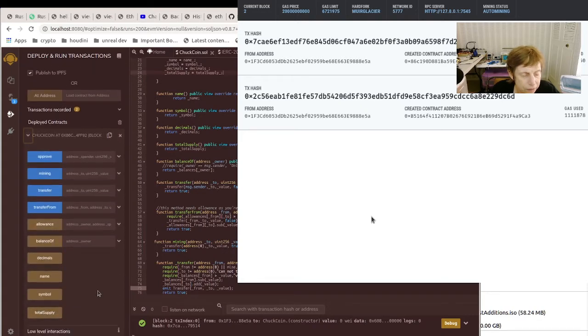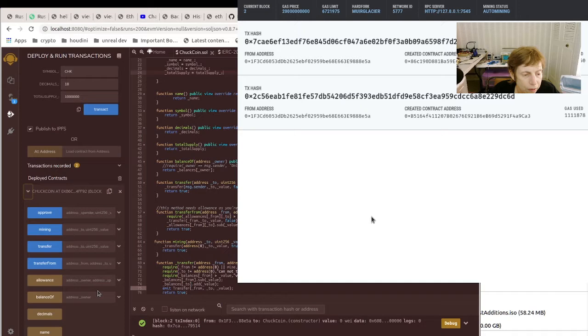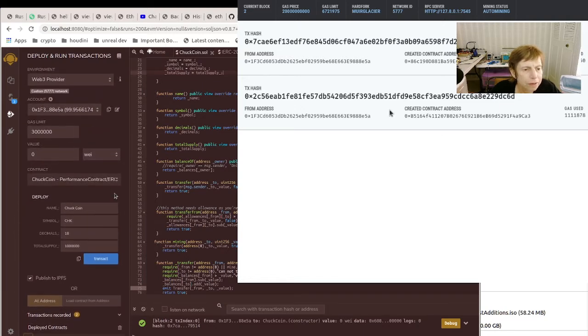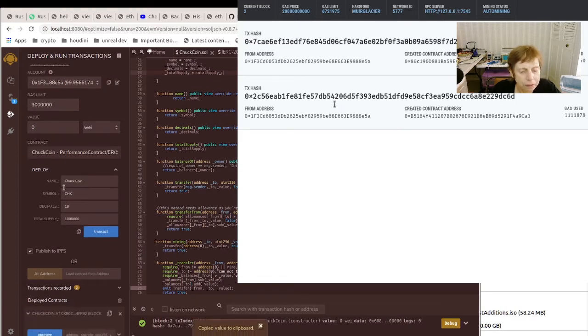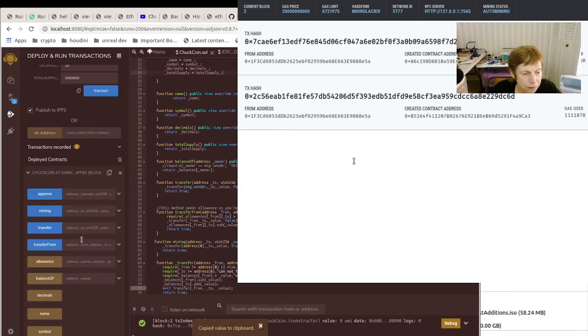And you can see, so we can mine. We got our addresses here. And let's pick the first address. This is what makes Remix so nice to copy over, transfer from, mine. So let's go mine and see if that works.